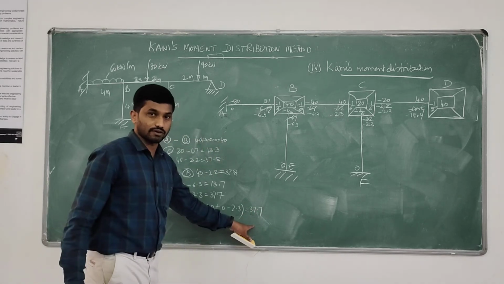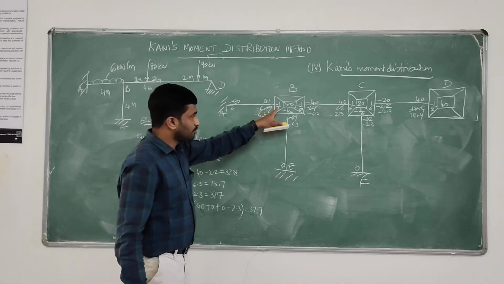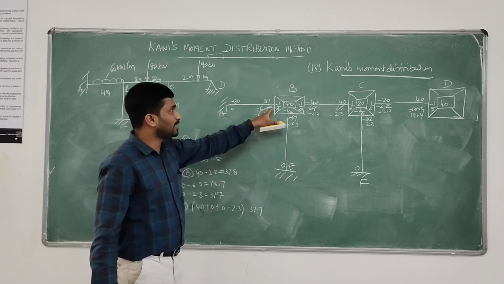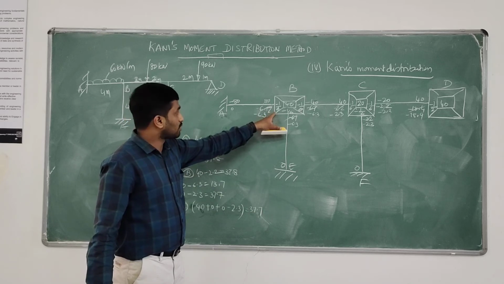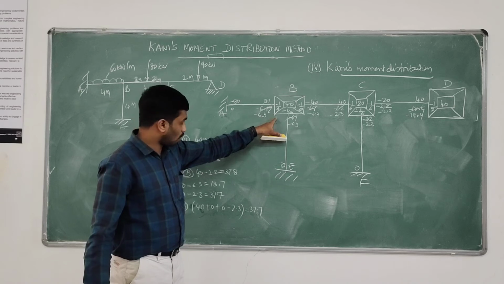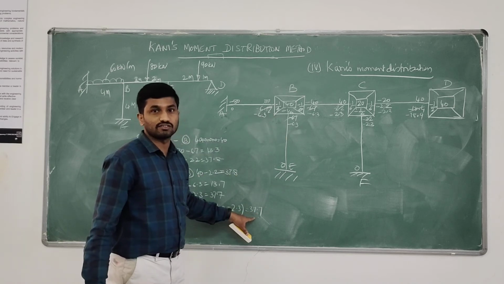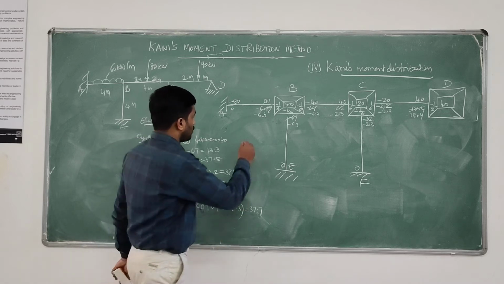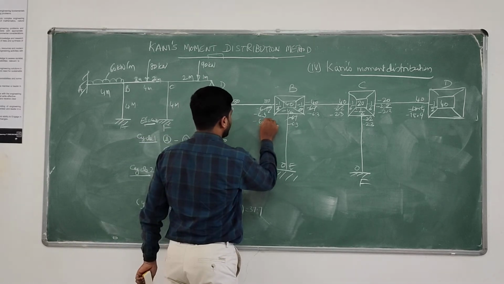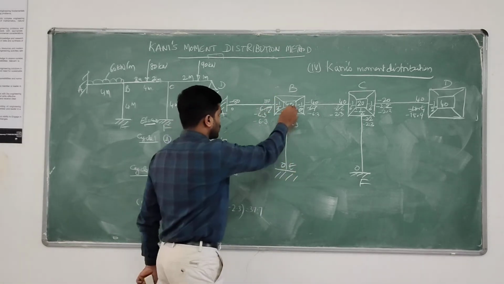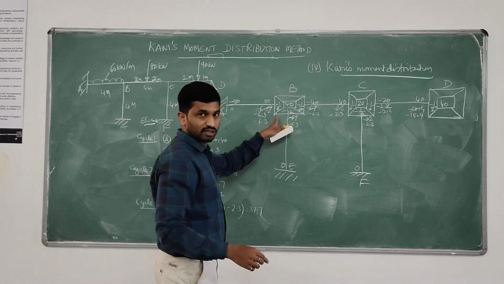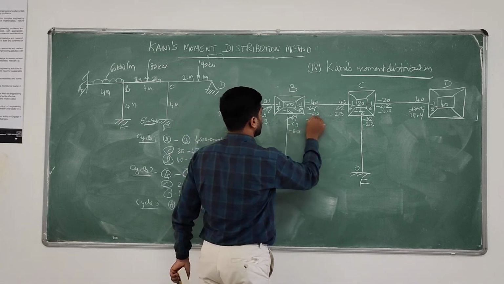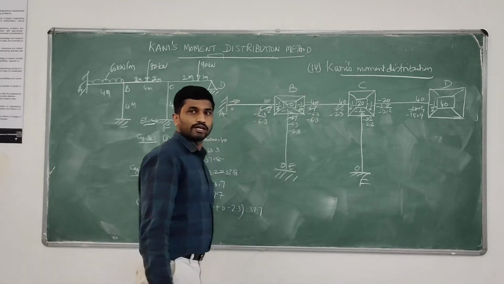That 37.7 has to be distributed with the rotation factors. So 37.7 multiplied by minus 1 by 6, or 37.7 divided by 6, is 6.28, so minus 6.28, which means minus 6.3. Here also the same thing: 37.7 times minus 1 by 6, and here also minus 6.3. Here also minus 6.3.